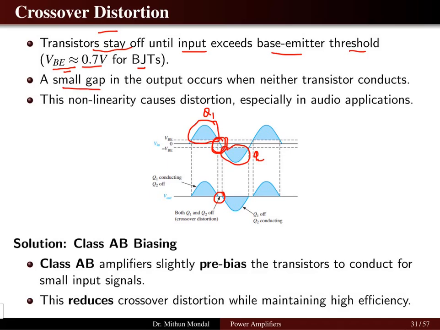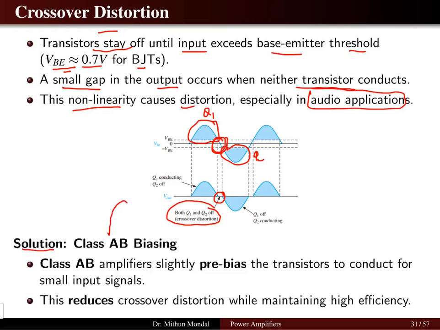So a small gap in the output occurs when neither transistor conducts. Here both Q1 and Q2 are off in this time period, and there is crossover distortion. This non-linearity causes distortion, especially in audio applications. Then what is the solution?